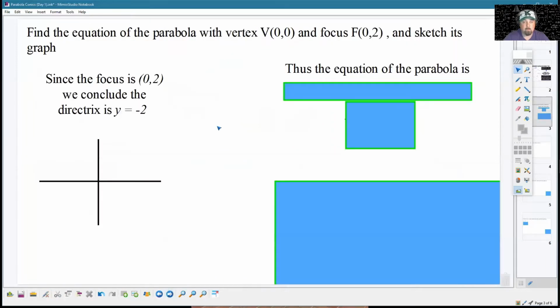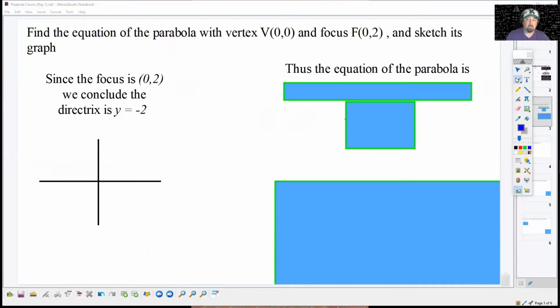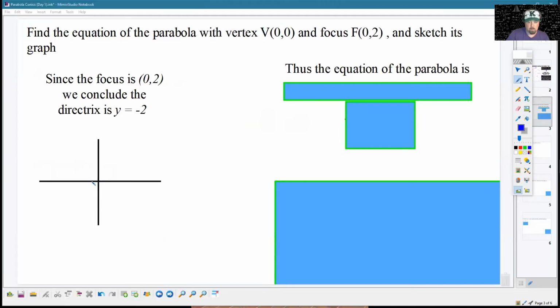So, first example here. I want to find the equation of the parabola with a vertex at 0, 0 and a focus at 0, 2. And then sketch the graph of it, okay? So right off the bat, finding an equation. The vertex is V, and it's at 0, 0. So let's go down here and put that point on. Its vertex is at 0, 0. Its focus is at 0, 2. So that means we're going to count up 1, 2, and put another point here. Here's the focus, and here's the vertex.